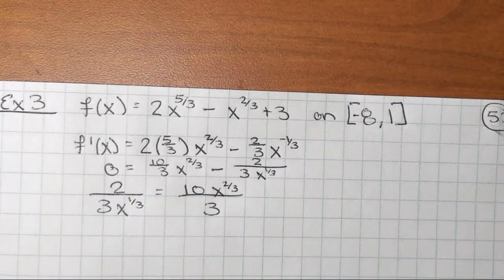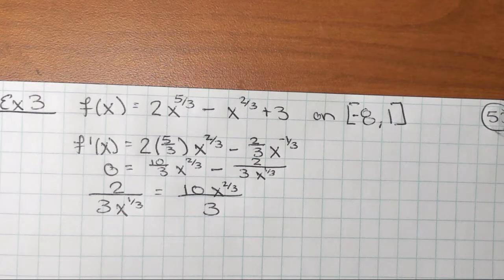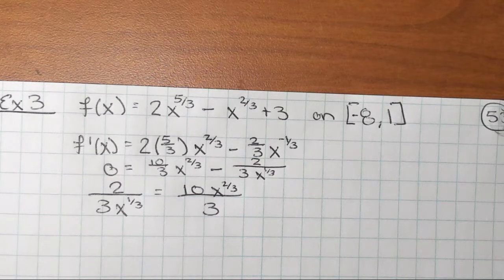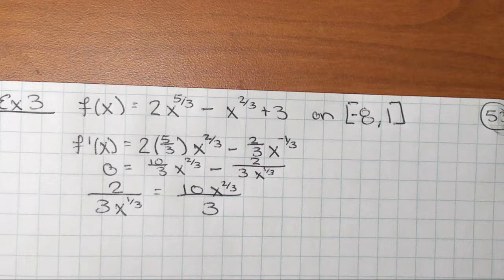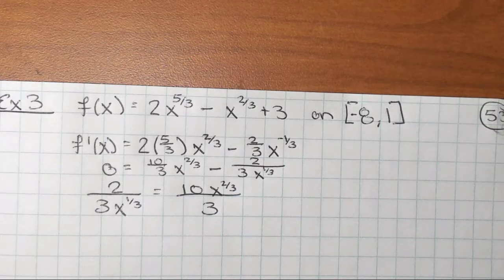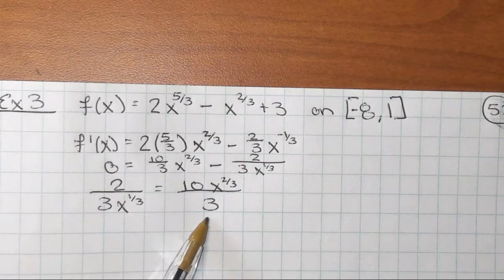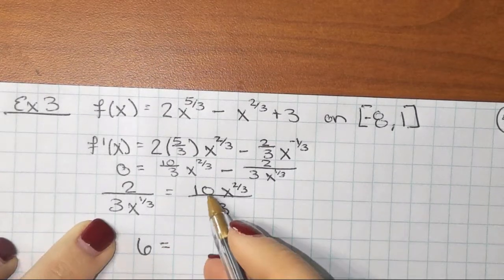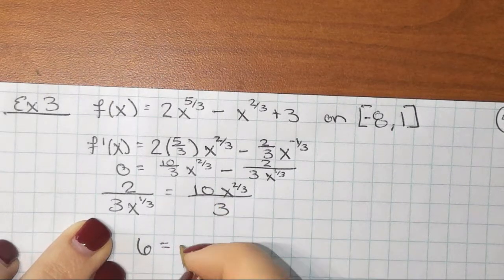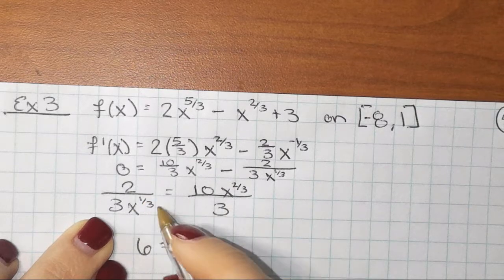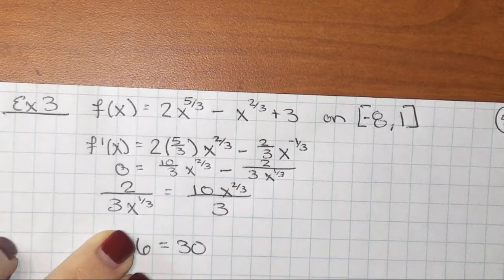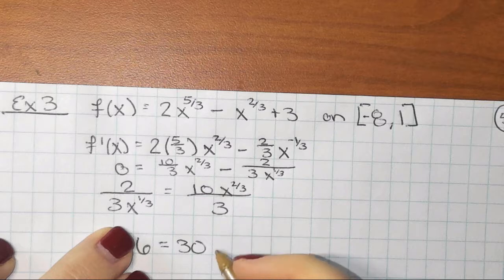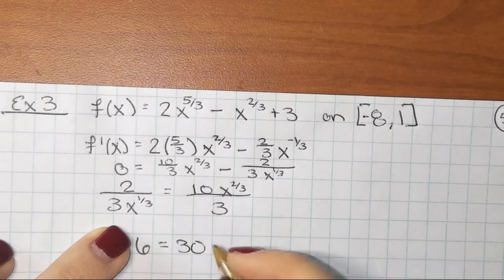Does anybody see something really, really nice? Cross multiplication. I could cross multiply, right? What's 2 times 3? 6. What's 3 times 10? 30. X to the 1/3 times x to the 2/3 is x to the 3/3, which happens to be 1.